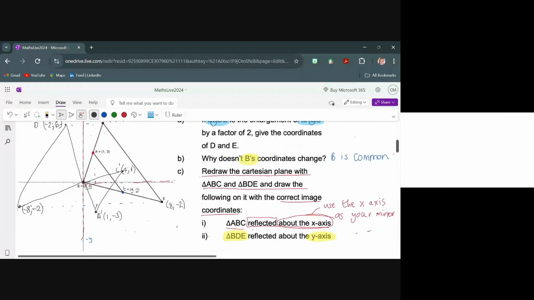This one is quite difficult. I'm going to erase a lot of what we have on the screen already because I need us to see this next one quite clearly.